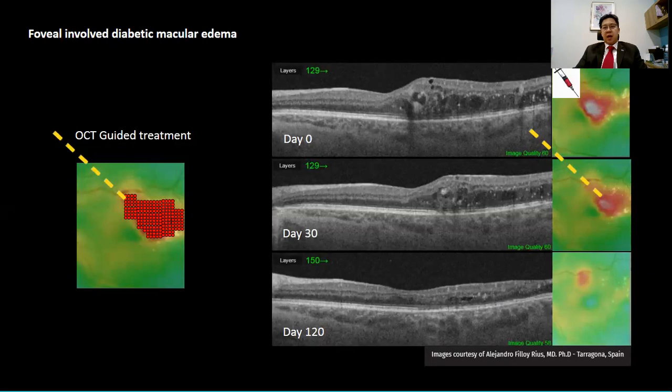Here's an example of fovea involving diabetic macular edema, and the patient had 1 anti-VEGF therapy at day 0, and at 1 month after anti-VEGF therapy, there is reduction of edema, but still some persistent edema juxtafoveal. And one session of subliminal laser therapy was applied here. And at 4 months, you can see complete reduction of the edema with improvement of vision. No further anti-VEGF therapy or laser was required.